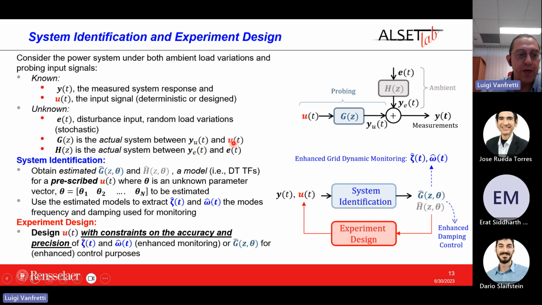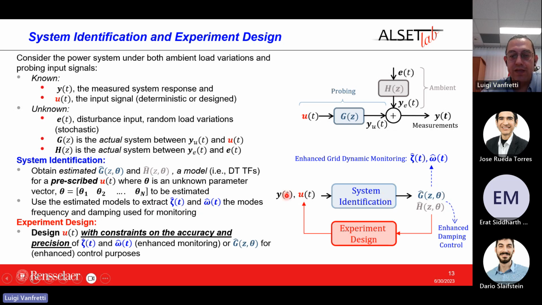So in system identification, really the goal for this problem, or in general, this is the general framework, is to obtain estimated models. The hat is for estimated: G hat and H hat of the model. So these are discrete-time transfer functions for a given U, where theta is the unknown parameter. Theta is the parameter vector, which are the coefficients of our transfer functions that are going to be estimated. And once we estimate these coefficients of the transfer functions, by converting from discrete time to continuous time, we can extract the damping and the frequency of the modes.